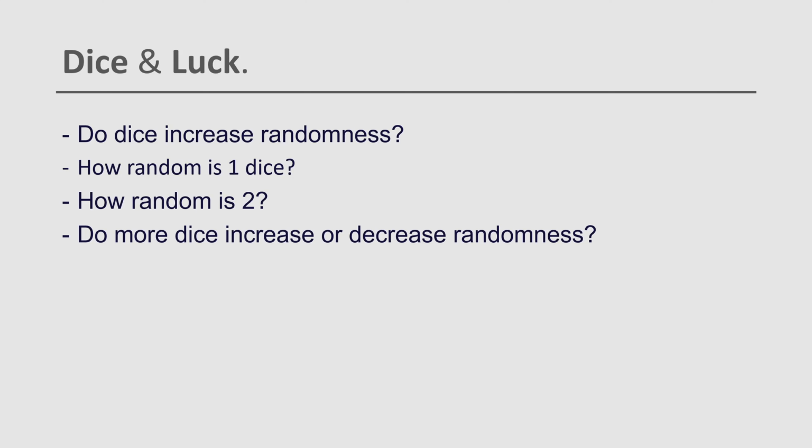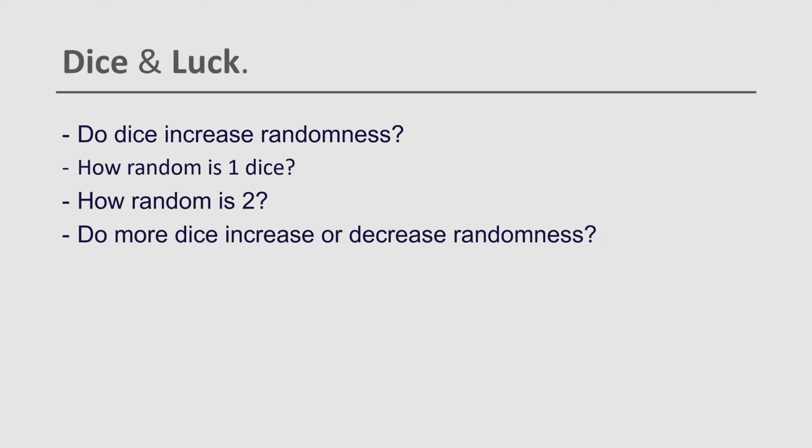And a couple of these are intuitive, and some people think them intuitively, and then others seem intuitive, but you really don't realize it until you actually think about it. So in terms of dice and luck, there's a question here: do dice increase randomness? One die is obviously random. It gives you a 1 in 6 chance of any possible outcome.